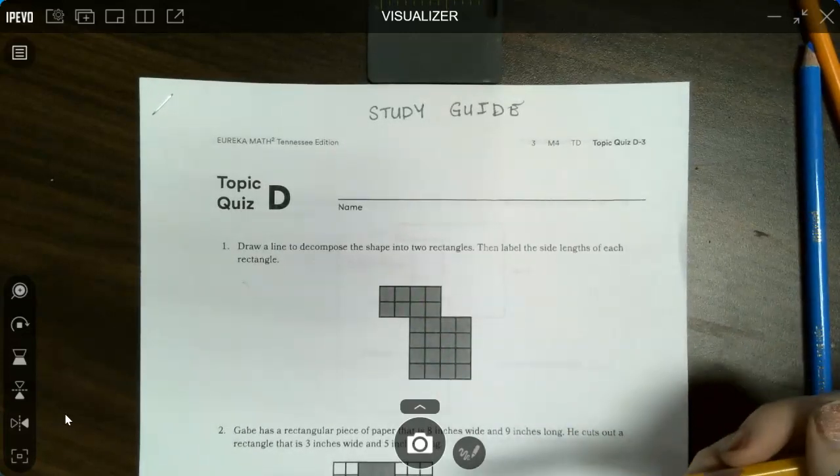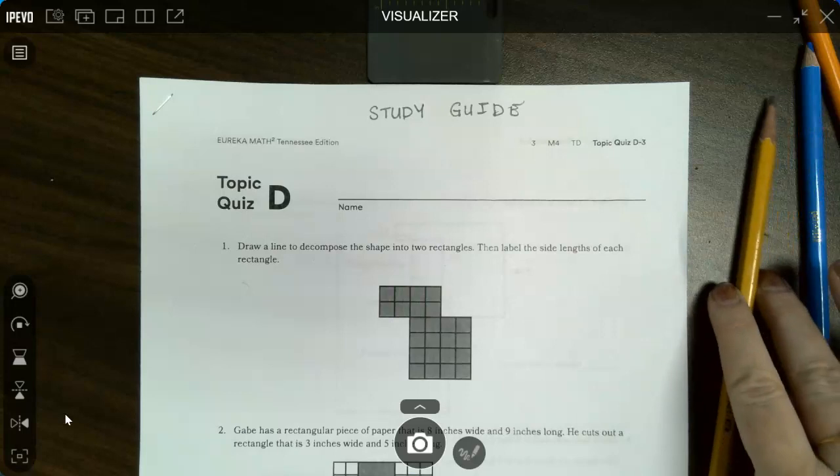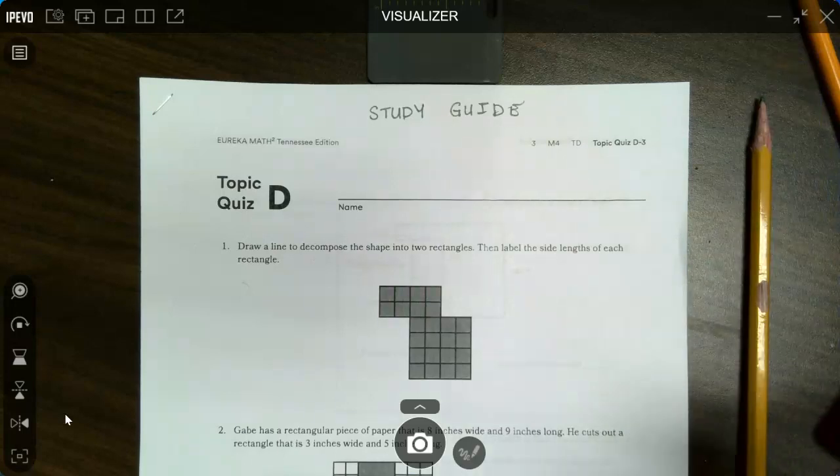Question number 1 says draw a line to decompose the shape into two rectangles. Then label the side lengths of each rectangle. So basically, a rectilinear shape is when you have rectangles that have been put together to form another shape. In this case, they want us to break it apart into two rectangles.